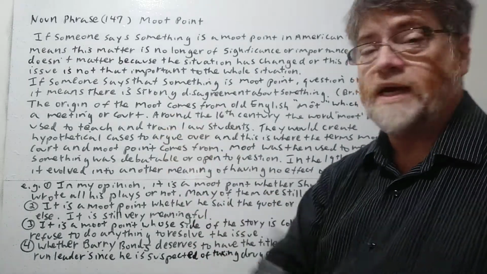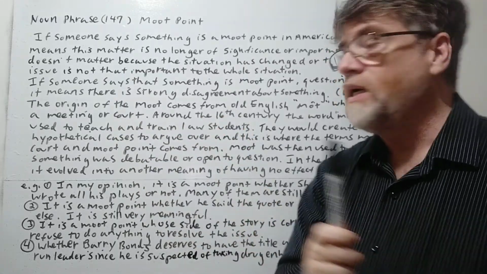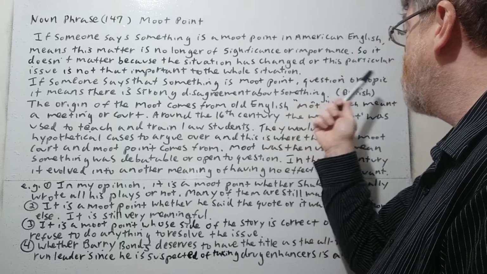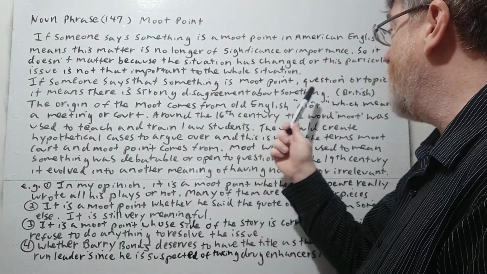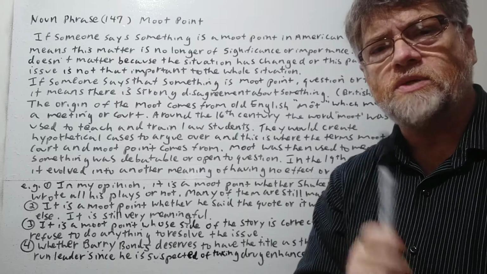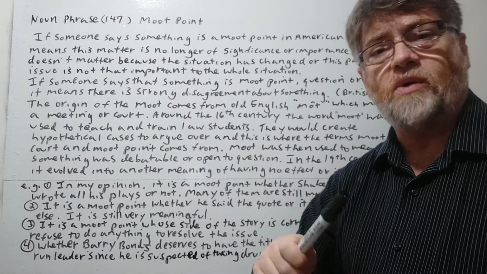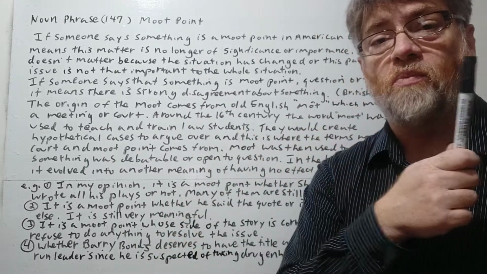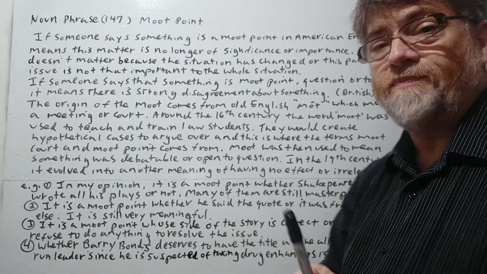All right, so let's look at the next one. Let's continue here. If someone says that something is a moot point, question, or topic, it means there is strong disagreement about something. All right, this use is probably more common in British English. So this isn't one where we may use moot point one way more often in American English and in another way in British English. So let's continue.